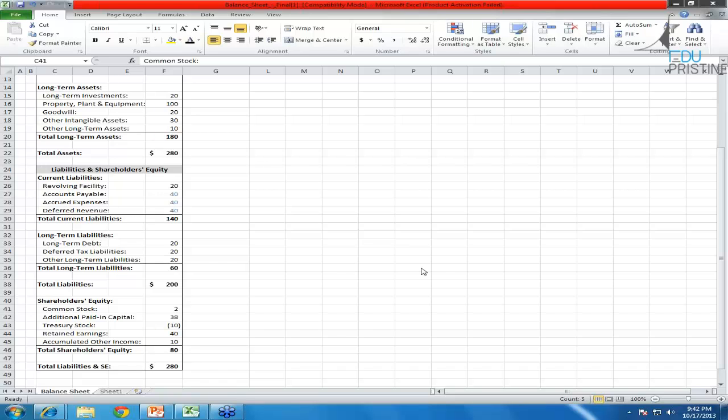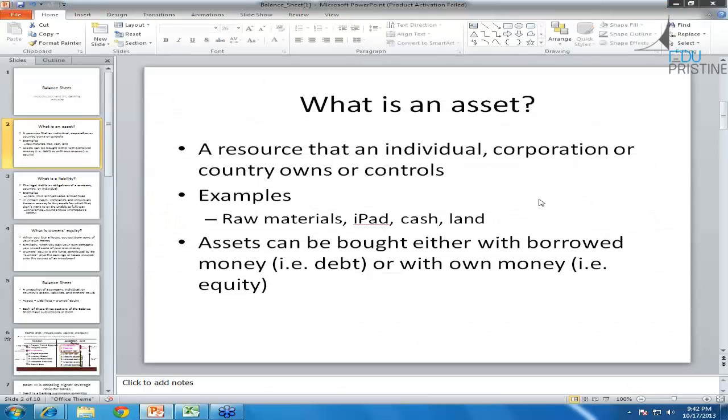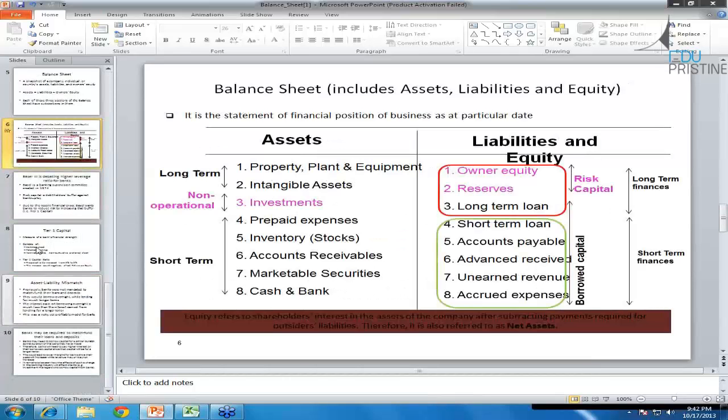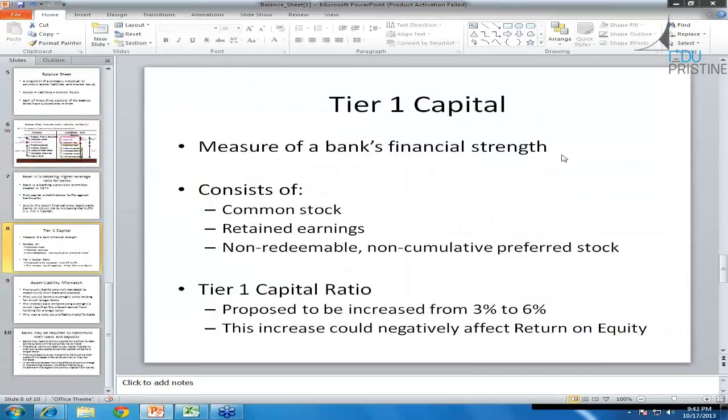Then, is it additional paid in capital above the par value? There's another question by Virender Verma, where it says, can you please write what are the components for calculating Tier 1 capital? Those are on the slides right here. So here you can see common stock, retained earnings, non-redeemable, non-cumulative preferred stock.